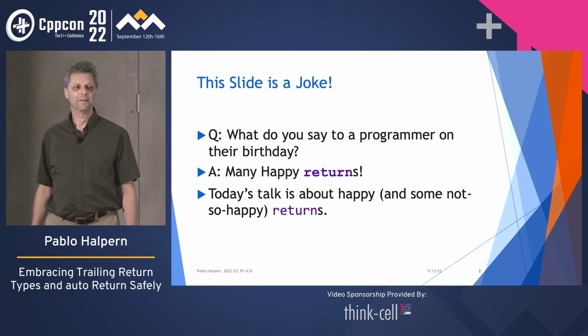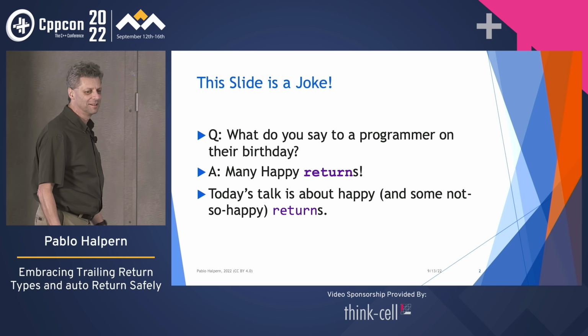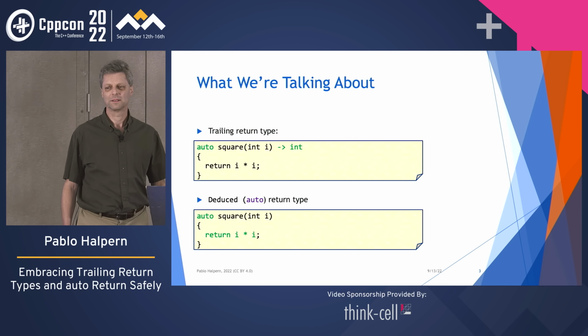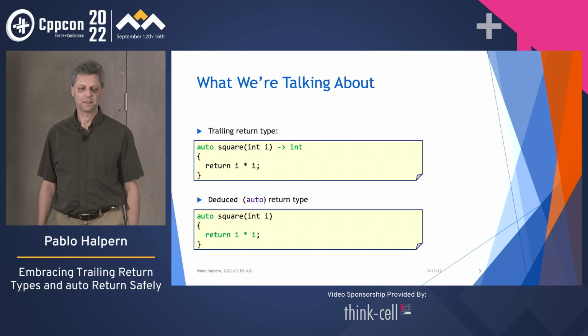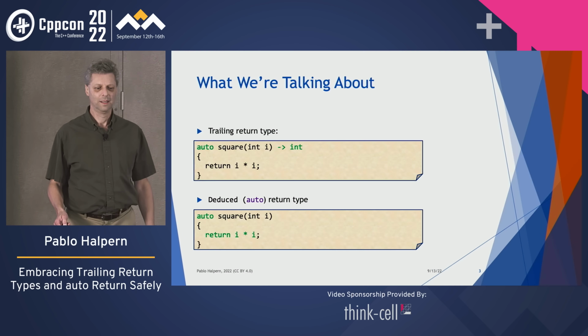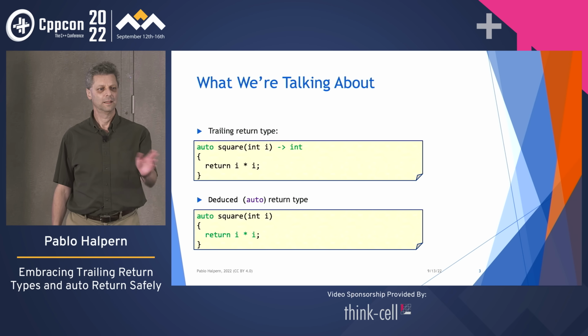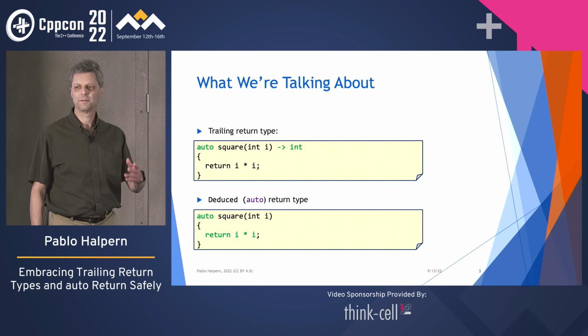Today's talk is about many happy returns and maybe some not so happy ones as well. So what are we going to talk about? Specifically, these two features. The first one is the trailing return type up here in that little arrow int. And the other is just leaving off the return type entirely and just letting the function deduce the return type for you.